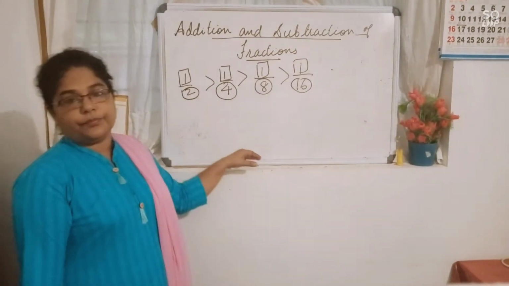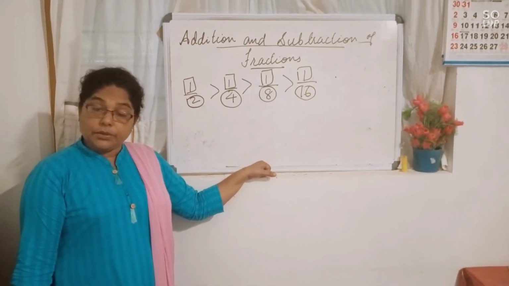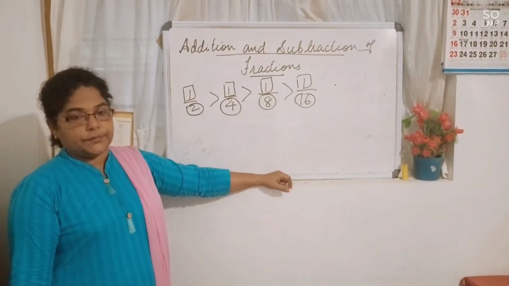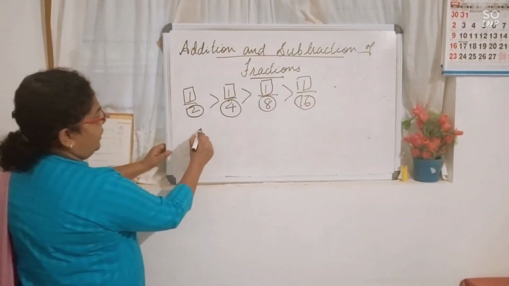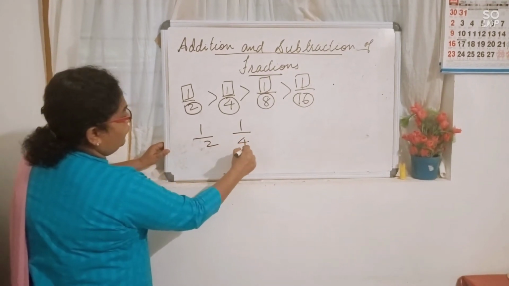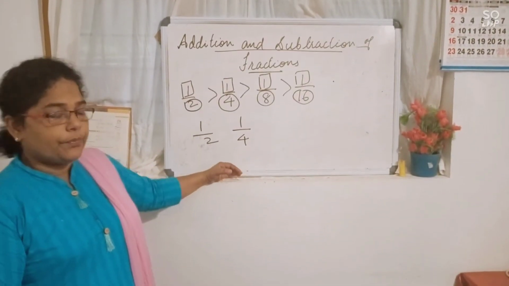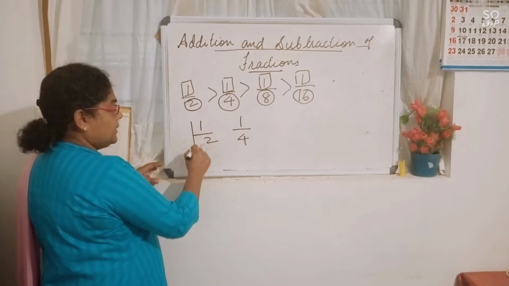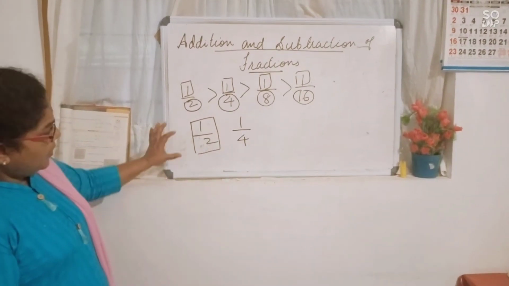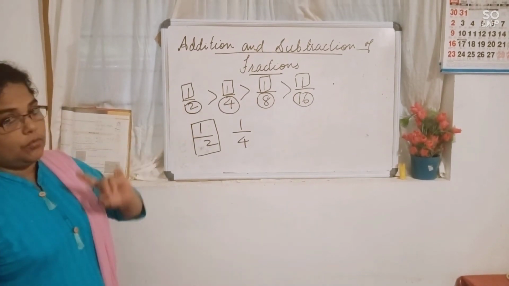Okay guys, I hope you understood it. Now we are going to discuss the addition and subtraction of fractions. So for example, we have one fraction 1 by 2 and the next one 1 by 4. We want to add them. So 1 by 2 means one chocolate or anything made into how many pieces? 2 pieces. And out of 2 we took 1 piece.